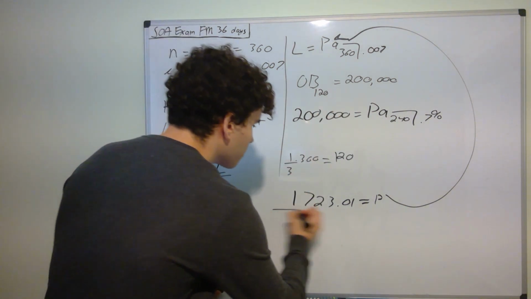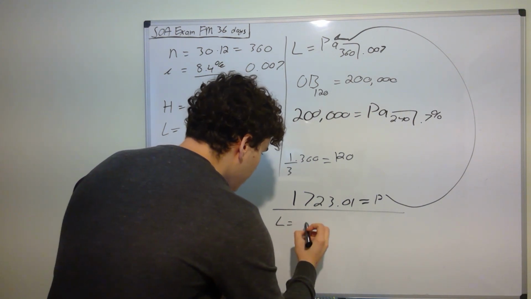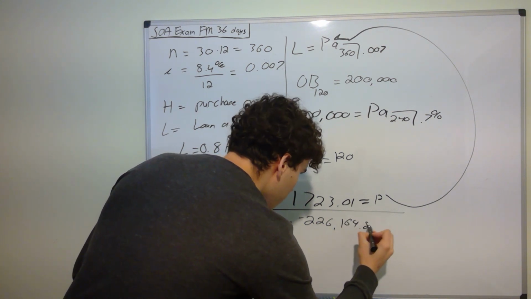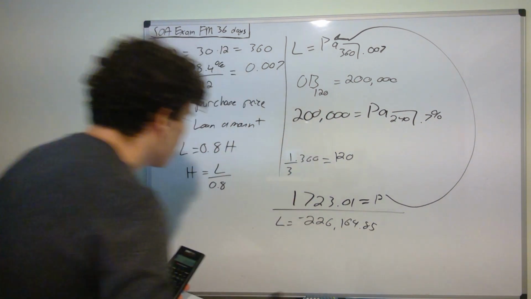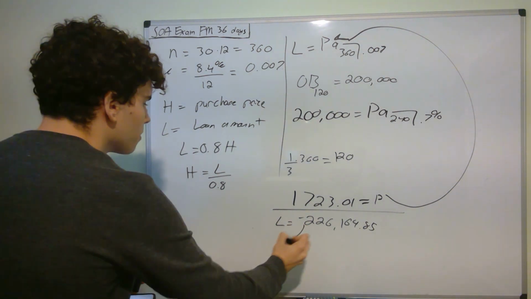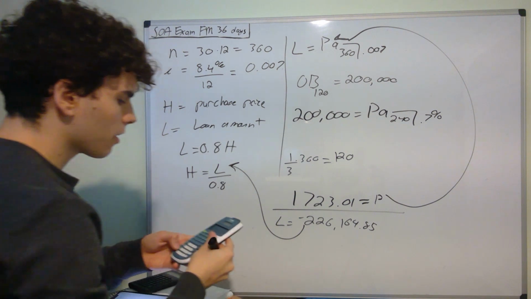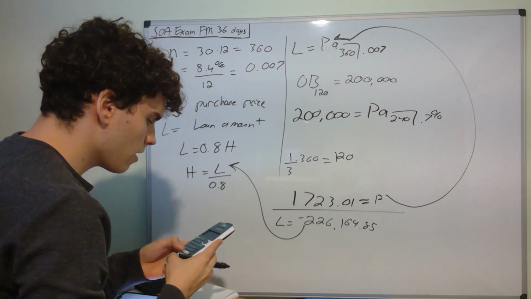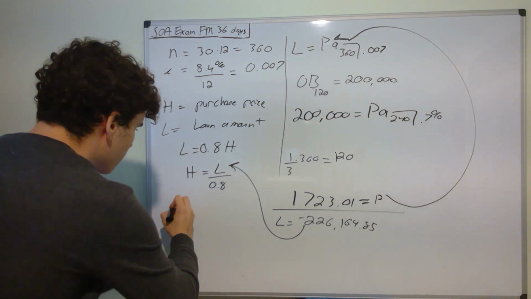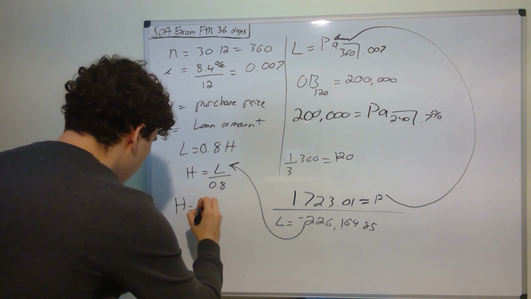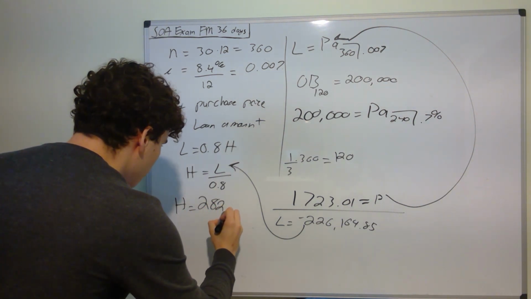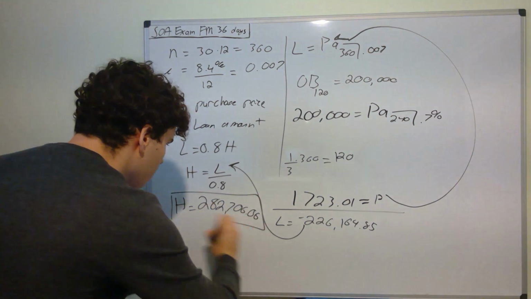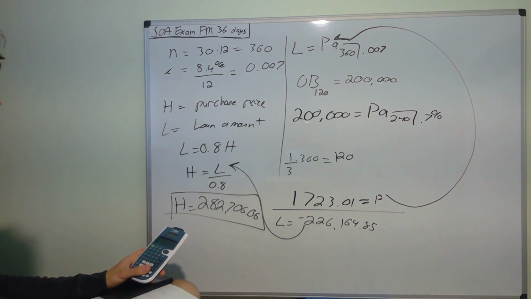Let me write this down here for you. After computing that, we have a negative 226,164.85. Take the positive value of that and plug it back into our equation right there. Let me do this on the calculator real quick. So we have 226,164.85 divided by 0.8. That should give us a final answer for the purchase price of $282,706.06. And that is our final answer. Let me double check.